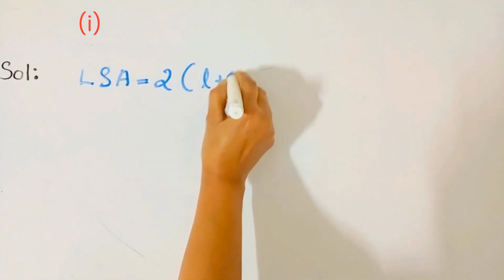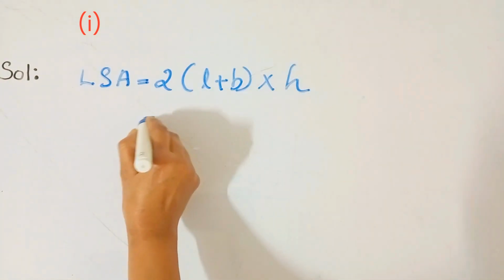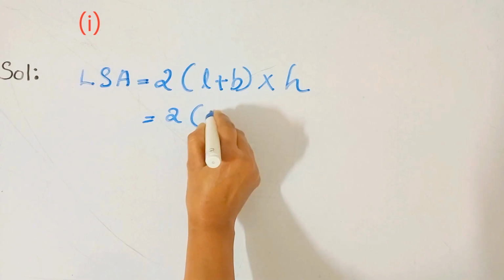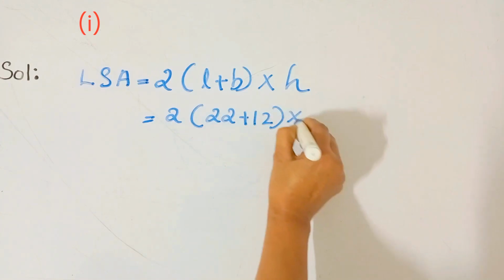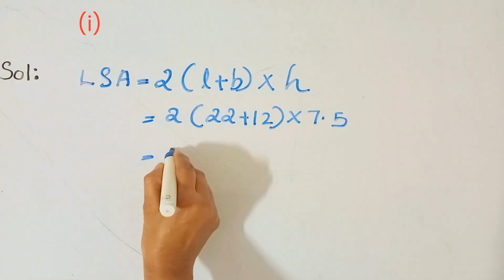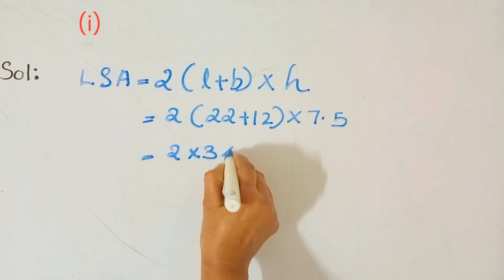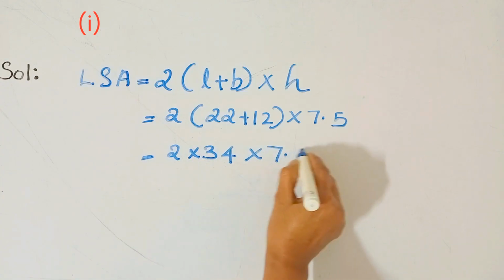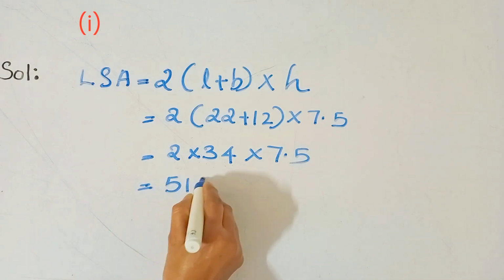To find the lateral surface area of a cuboid, we use the formula 2(L + B) × H. By substituting the values of length, breadth and height, we will get 510 square centimeters.